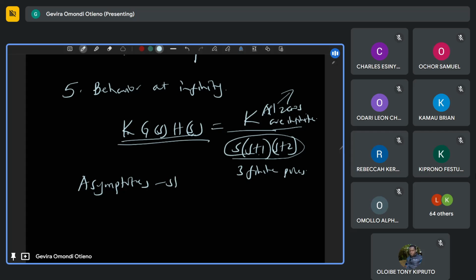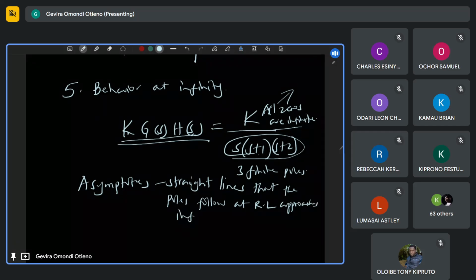Asymptotes are just straight lines, the straight lines that the poles follow as the root locus approaches infinity. Now, remember, the root locus does not touch the asymptotes, but the asymptotes will give it a general direction of where to follow.